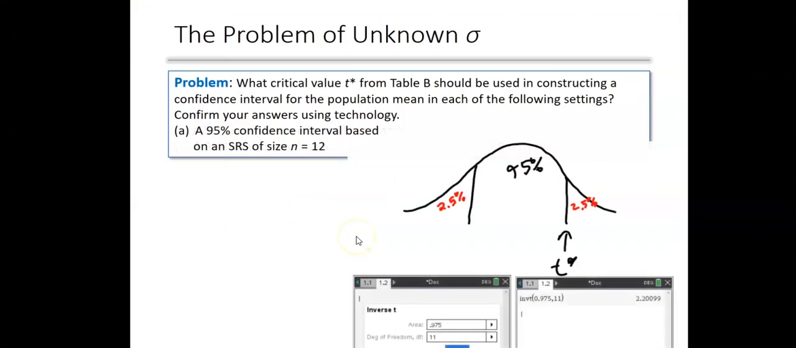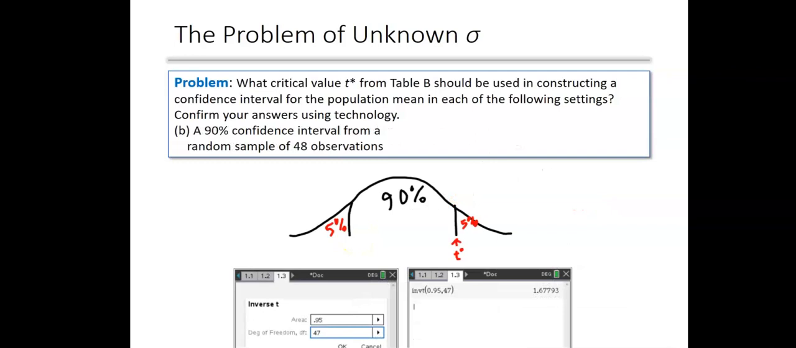Try to find that next one there. Try to find the 90% with 48 observations. Your calculator should show an area of 0.95, because you have 5% to the left and the 90%. And degrees of freedom is n minus 1, so it'll be 48 minus 1, which is 47. Type in inverse T in your calculator and you get that answer.